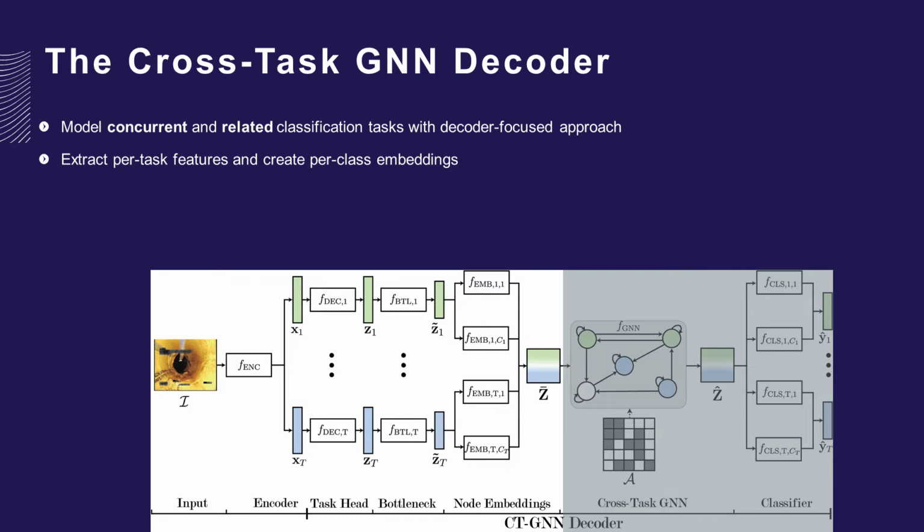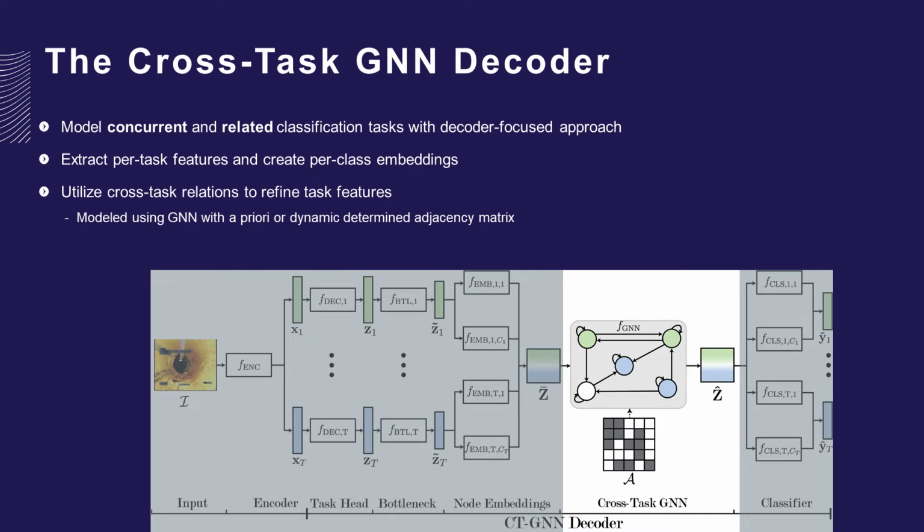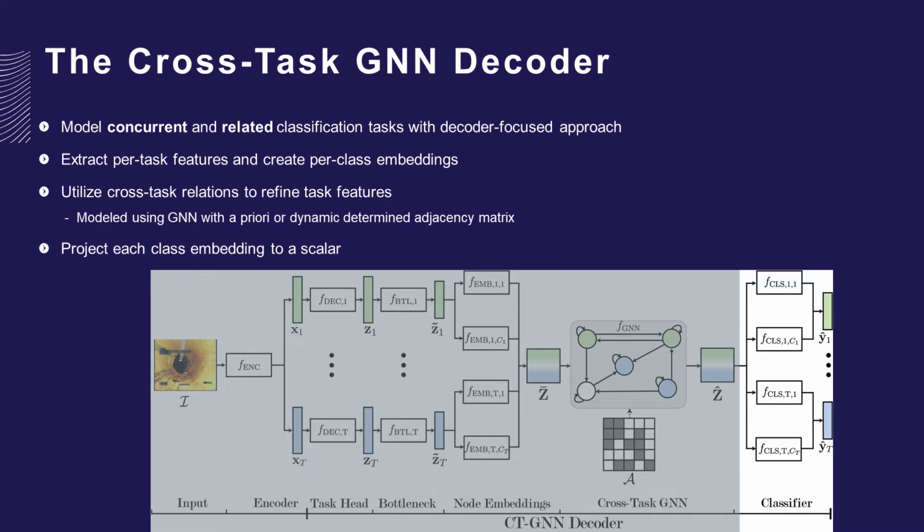The first step of a Graph Neural Network Decoder is to generate task-specific features, which are then used to generate unique class embeddings for each of the classes within that task. The class features are then refined using a graph neural network, which encodes the relationships between classes and across different tasks. Lastly, the node embeddings returned by the graph neural networks are each projected down to a scalar, and the final activation function is applied.